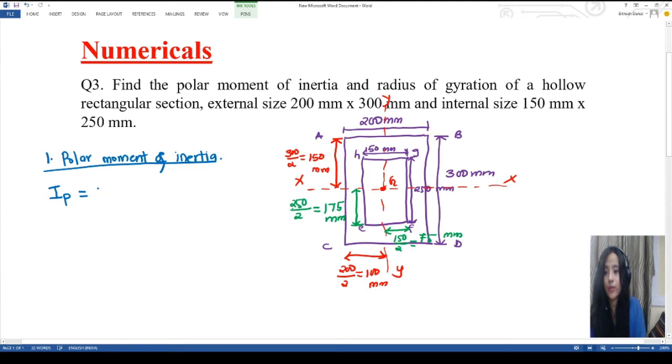To find IP, we need to find moment of inertia about Ixx and moment of inertia about Iyy. We need to find Ixx and Iyy and add these two, and then we'll get moment of inertia for the third plane, which is IP. So it will be equal to Ixx plus Iyy, right?